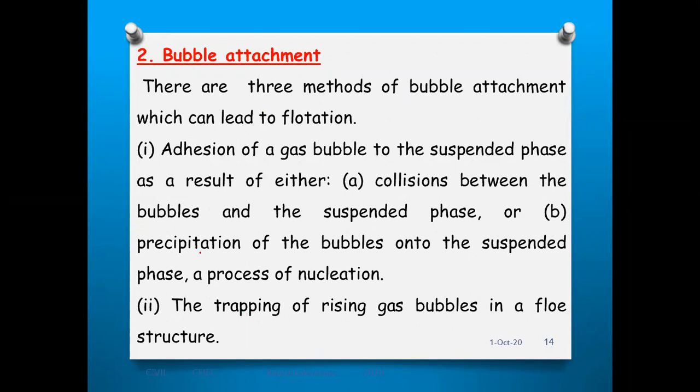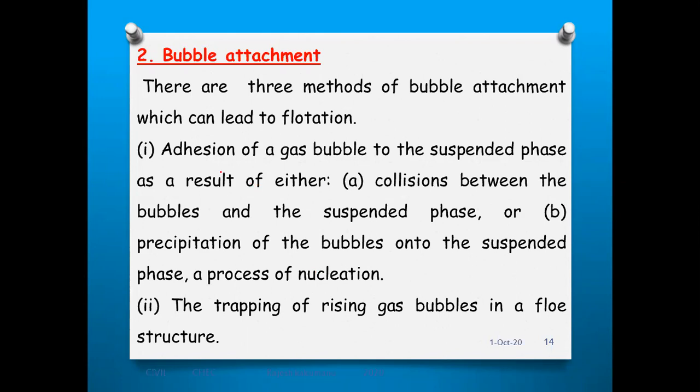The first one is addition of gas bubbles to the suspended phase as a result of collisions between the bubbles and the suspended phase. Addition means joining. Addition of gas bubbles to the suspended phase, either by collision between the bubbles and the suspended phase or precipitation of bubbles onto the suspended phase. Precipitation of bubbles on the suspended phase is nothing but the nucleation method.